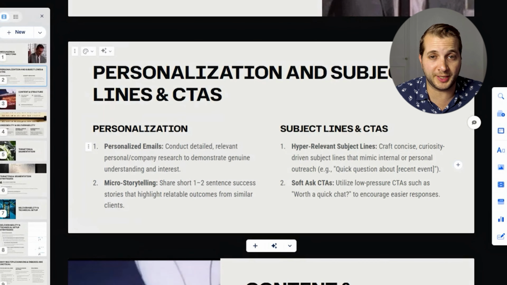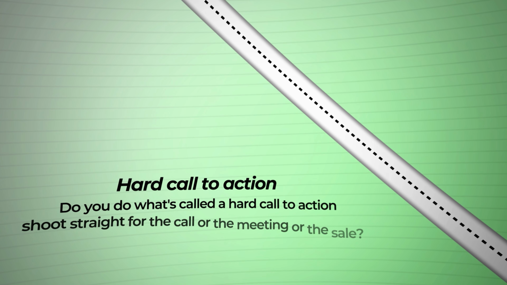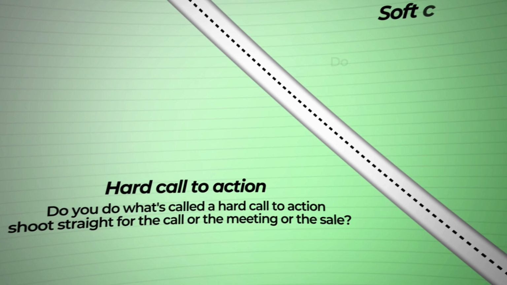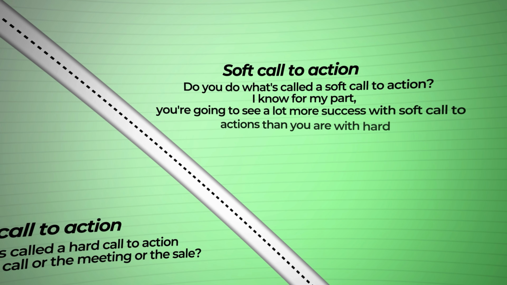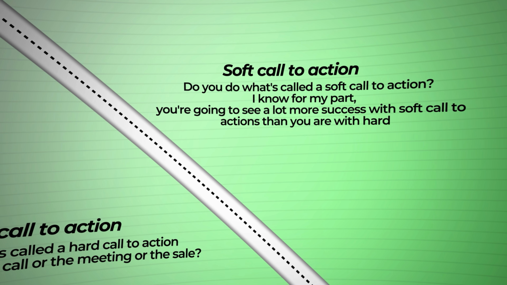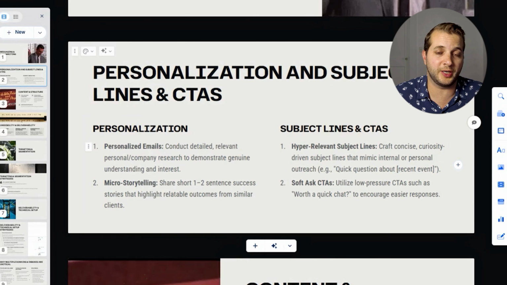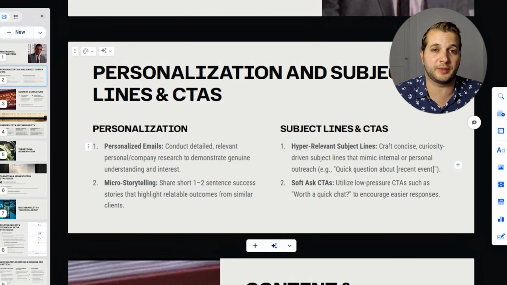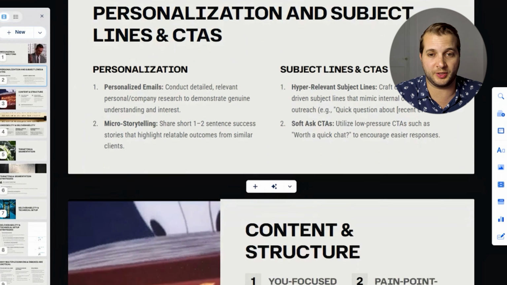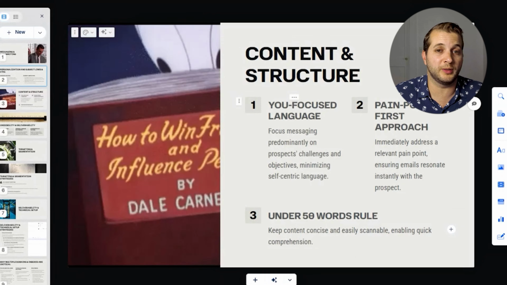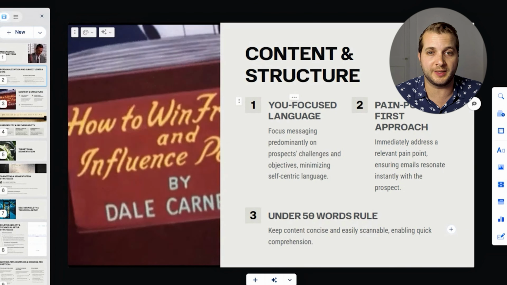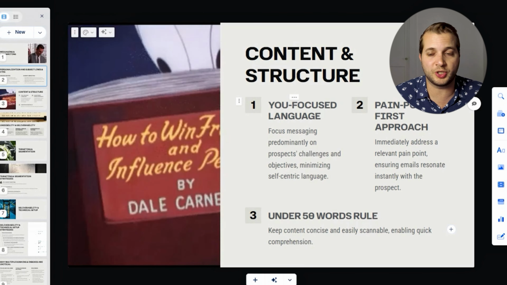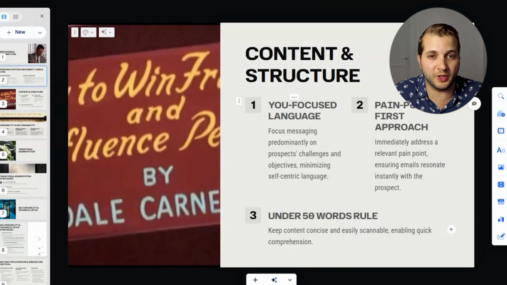With respect to call to actions, very simple dichotomy here. Do you do what's called a hard call to action, shoot straight for the call or the meeting or the sale, or do you do what's called a soft call to action? I know for my part, you're going to see a lot more success with soft call to actions than you are with hard. So you're going to get many more replies, you're going to get more at bats, and if you've got the bandwidth to work those sales, that is 100% the way to go. So think "worth a quick chat" or "interested" or something along those lines that gives them an out, but is really open and gives a lot of opportunities to respond. Don't just go straight for the sale when you don't even know if you're in the door yet.